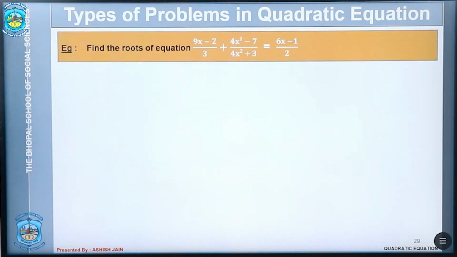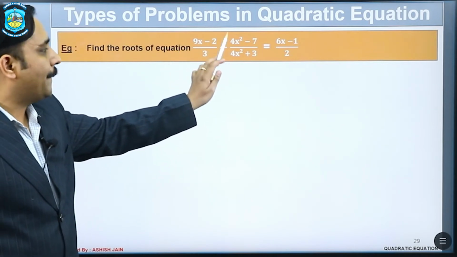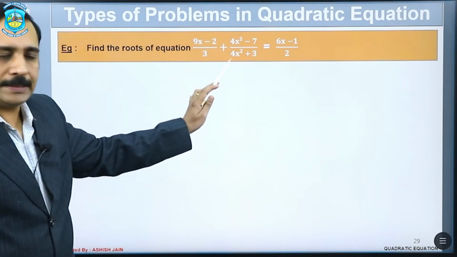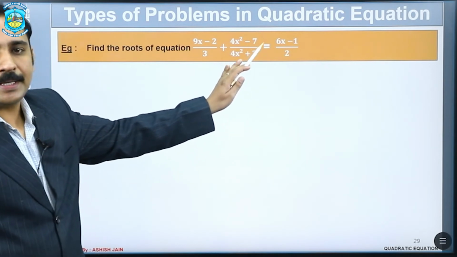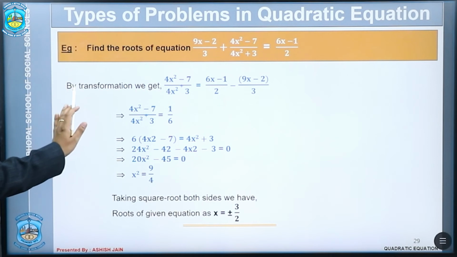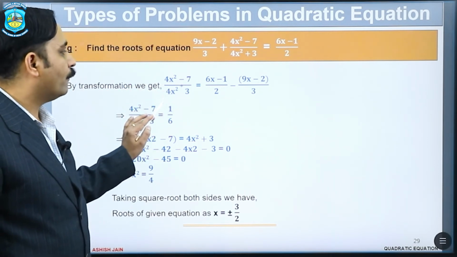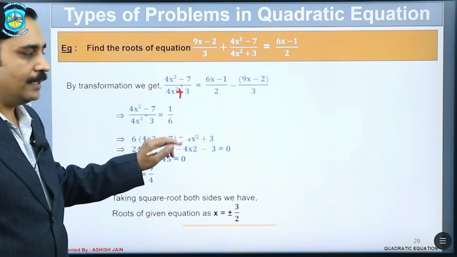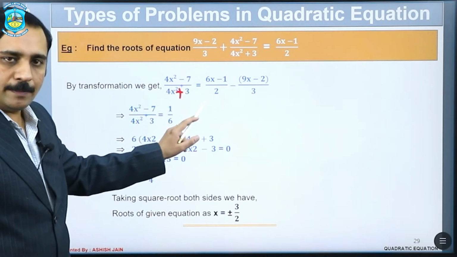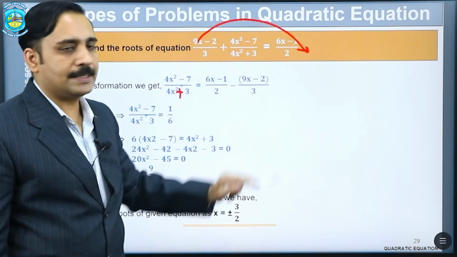The next problem. We have to find the roots of the equation (9x minus 2) by 3 plus (4x square minus 7) divided by (4x square plus 3) is equal to (6x minus 1) divided by 2. Let us see the solution. From transformation, what we'll get, (4x square minus 7) upon (4x square plus 3) is equal to (6x minus 1) by 2 minus (9x minus 2) by 3.